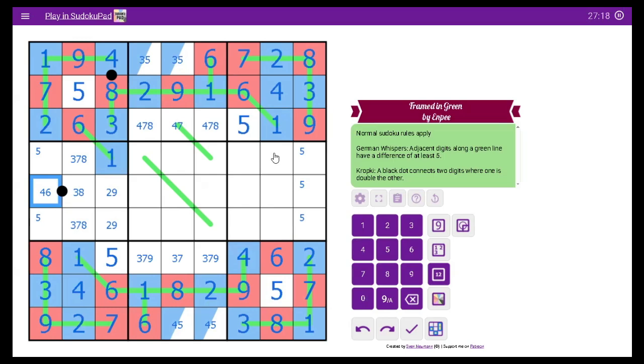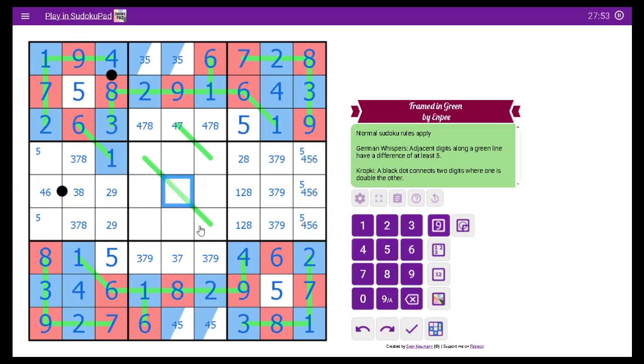We can also fill in these. It's a 3, 7, and 9. These, 1, a 2, and an 8. That is not a 1. These are 4, 5, and 6.